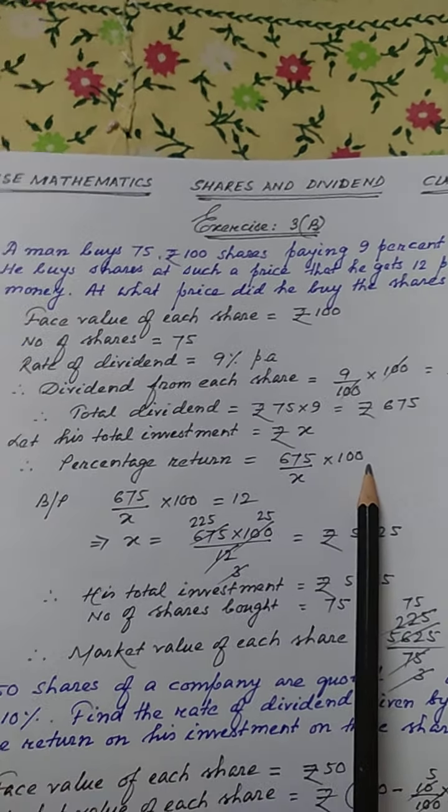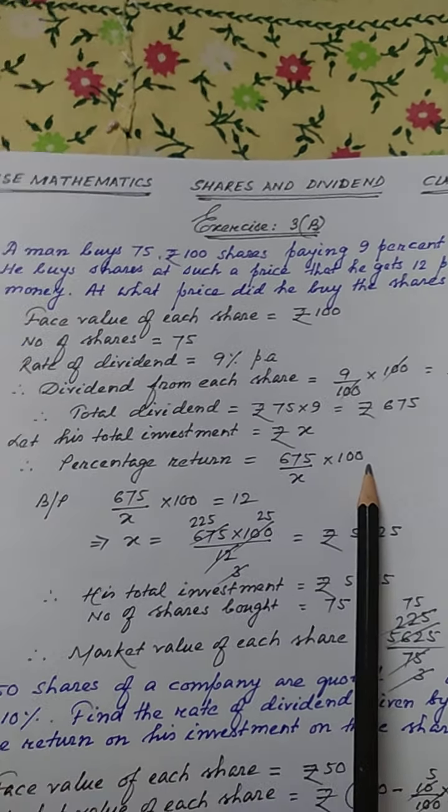Sum number 8. It's given a man buys 400 rupees 20 shares at a premium of rupees 4 each, and receives a dividend of 12%. Find one, the amount invested by him, two, his total income from the shares, and three, percentage return on his money.